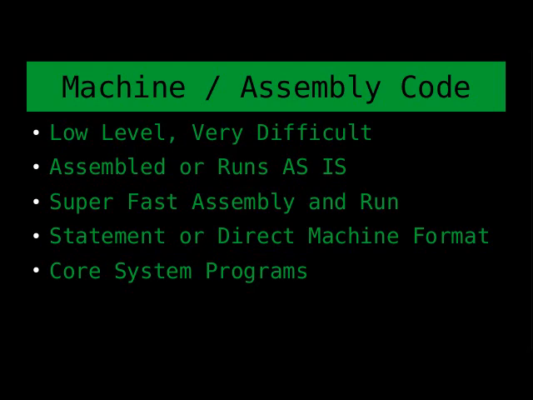It's translating names for the numbers that you would have entered during machine language, and then to run it, it is as lightning fast as you can get. There isn't anything faster than it, because it is the machine's language, and you're writing it directly for what it should be. And it is statement or direct machine format. It's used for core system programs.